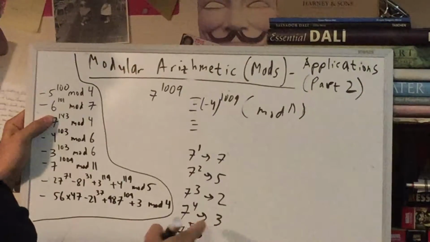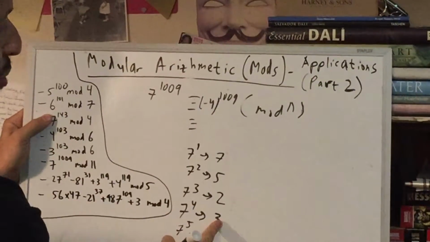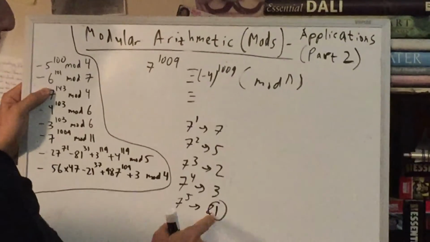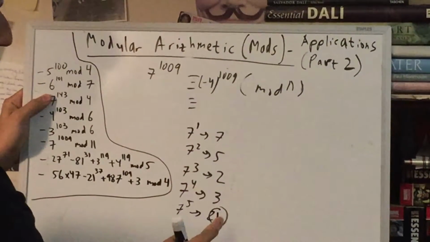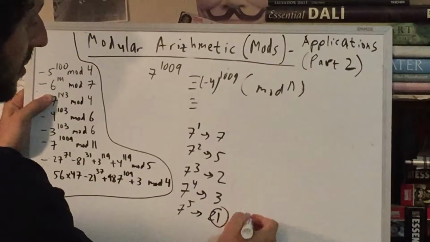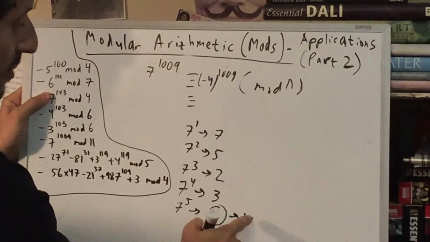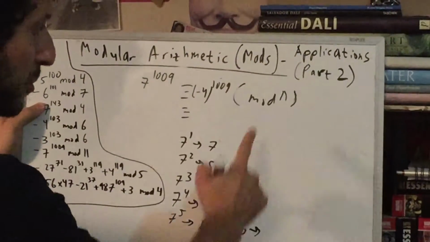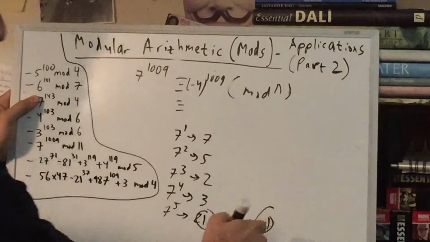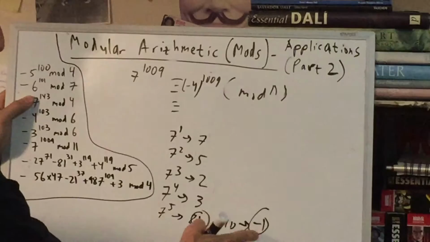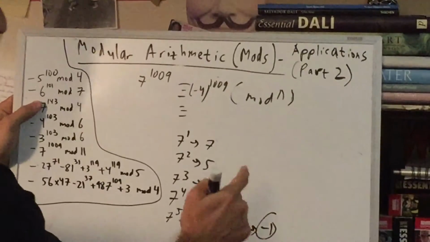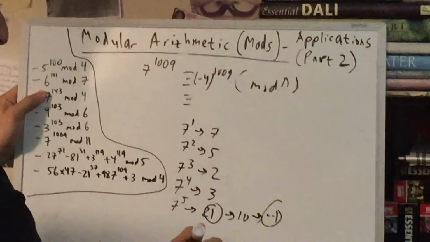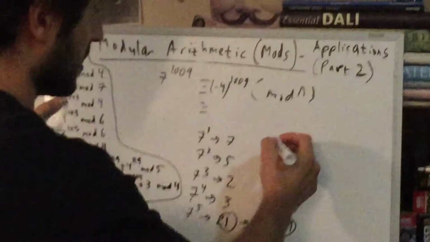7 to the 5th would be this times another 7, which is 21. And that's actually great for us. 21 mod 11, you could say it's 10, because the remainder is 11 plus 10, the remainder is 10. Or 10 subtracting 11 is -1. Bingo. So we got either a 1 or a -1, in this case a -1. So now we can say every 5 sevens get us a -1. So -1 to the 5th.